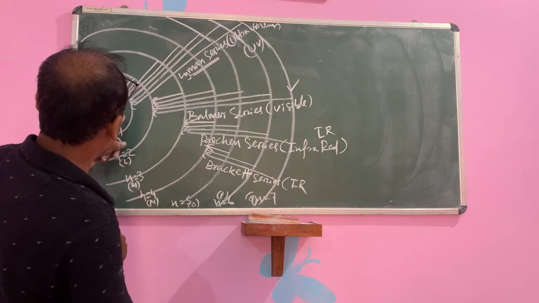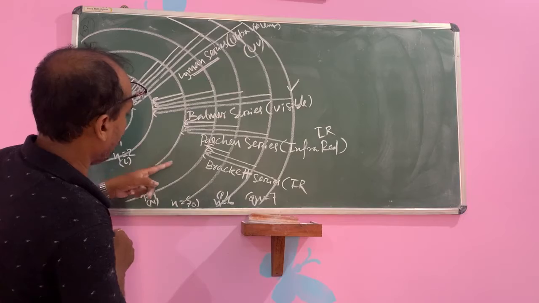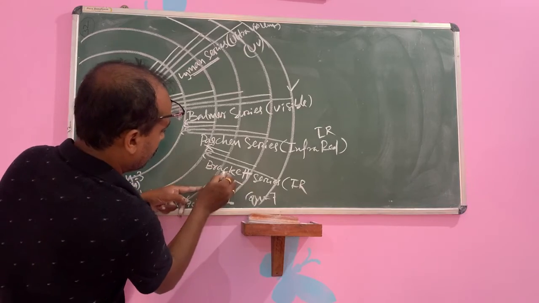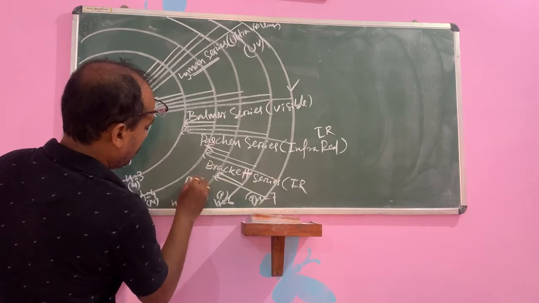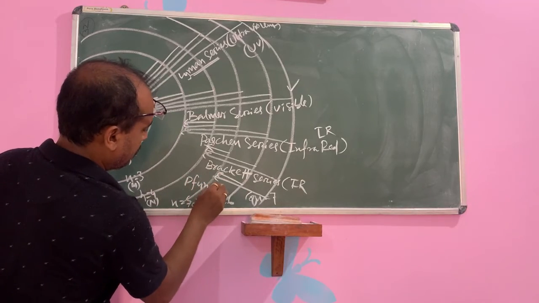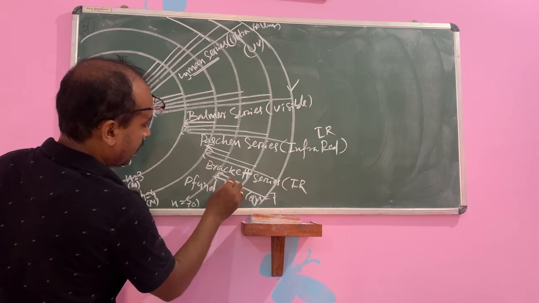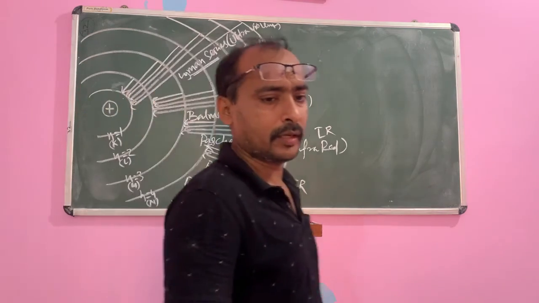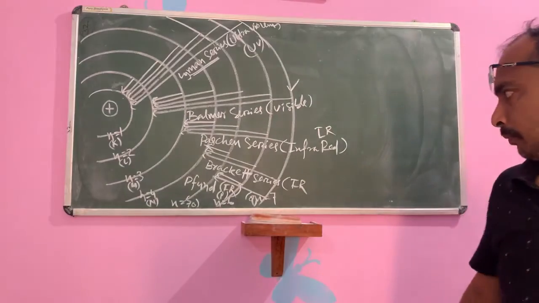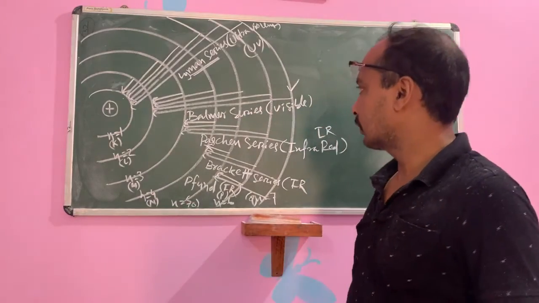That is your n equal to 1, K, L, M, N, O. This is your Pfund, that is IR. Okay, see, so these are five series. This is the five. Okay, right.